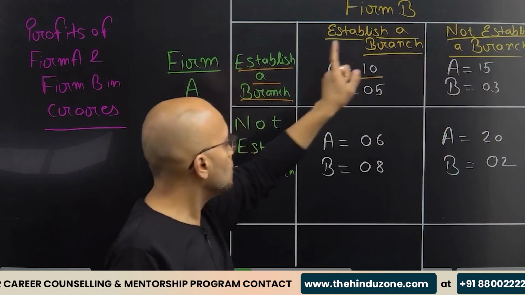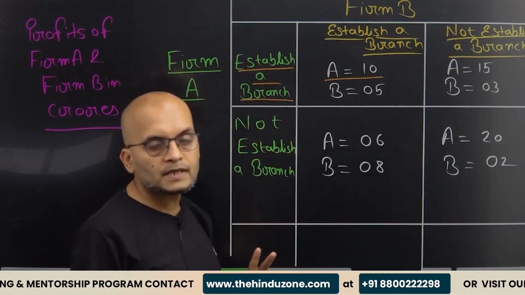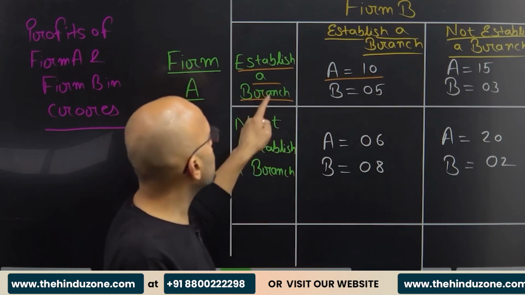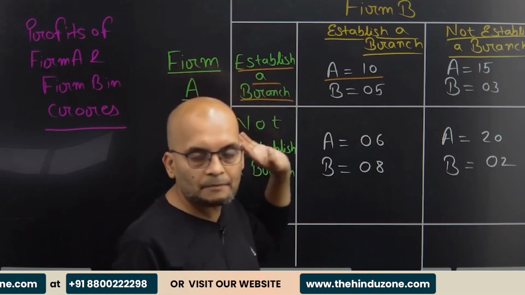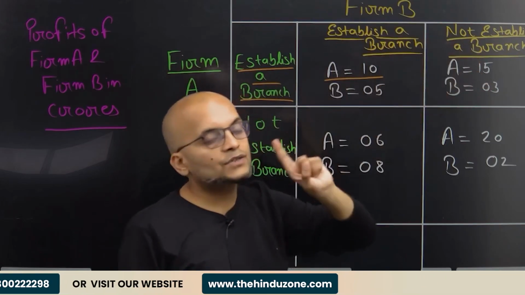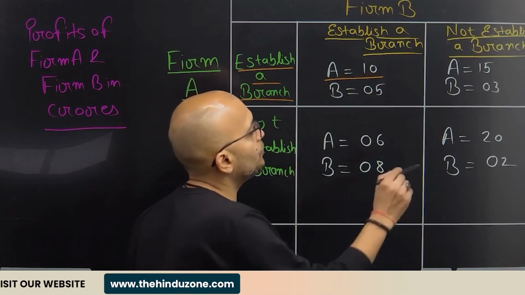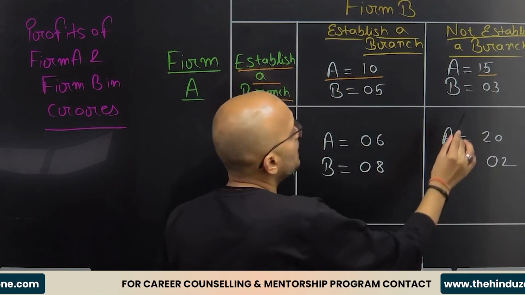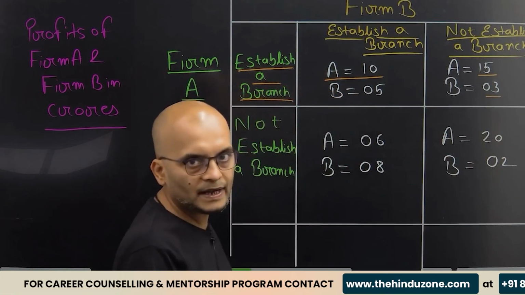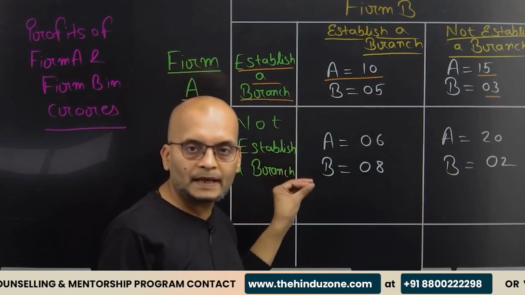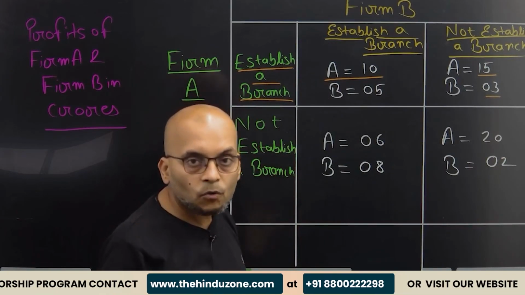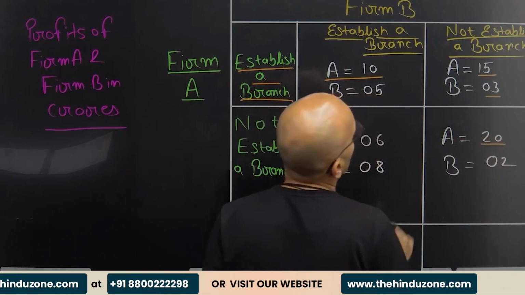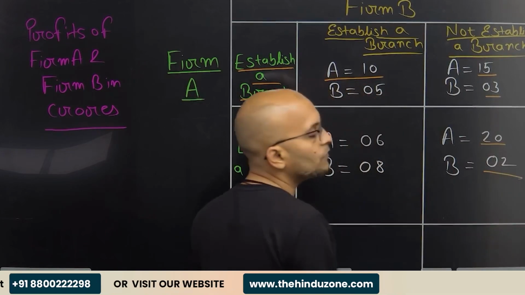Now let's say firm B decides that it won't establish a branch. In this case also, firm A has got two options, either to establish a branch or not to establish a branch. If firm A decides to establish a branch, when firm B is not establishing a new branch, then firm A will have a profit of 15 CR and firm B will have a profit of 3 CR. Whereas if firm A decides that it should not open a new branch, then firm A will have a profit of 20 CR and firm B will have a profit of 2 CR.